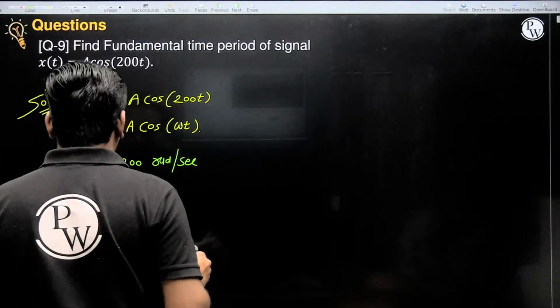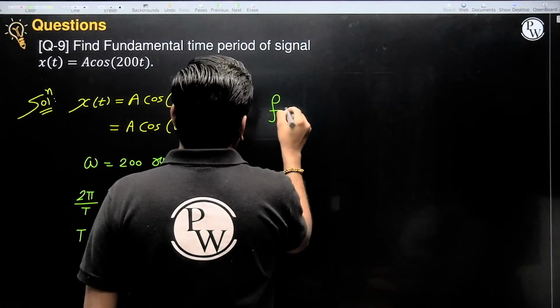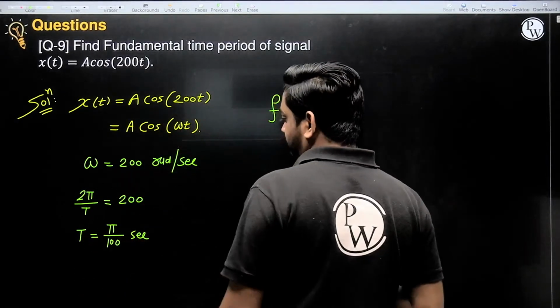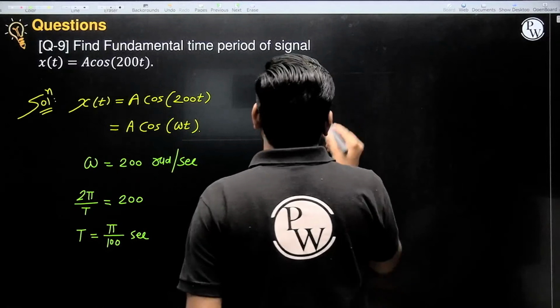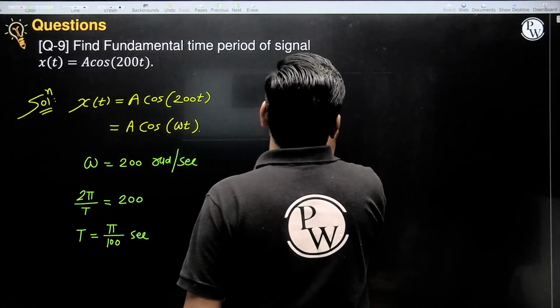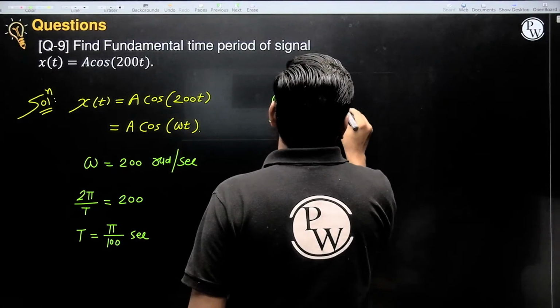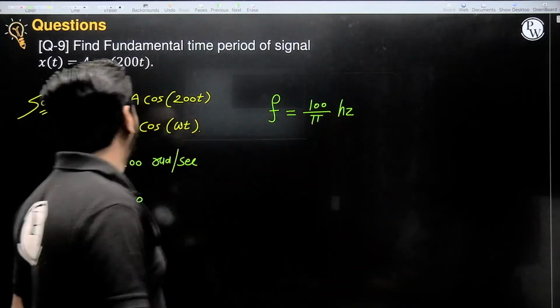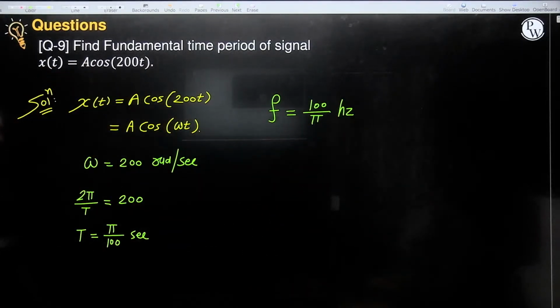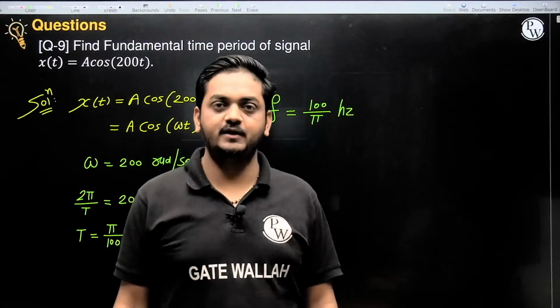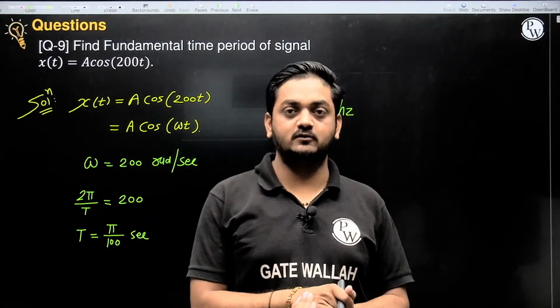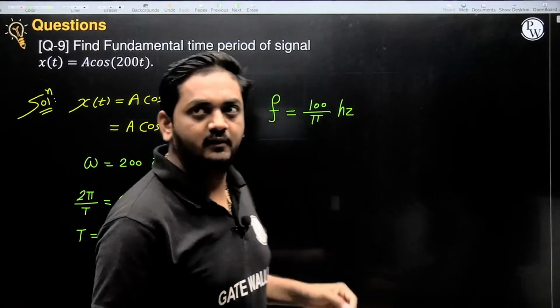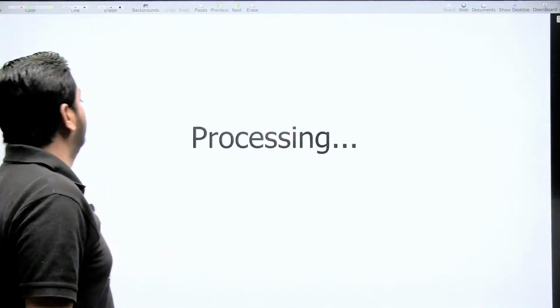And if you want to calculate the fundamental frequency f, it is the inverse of capital T, that is 100 by pi hertz. Okay. So each and every continuous time sinusoidal signal is always periodic. Okay. Now next question.